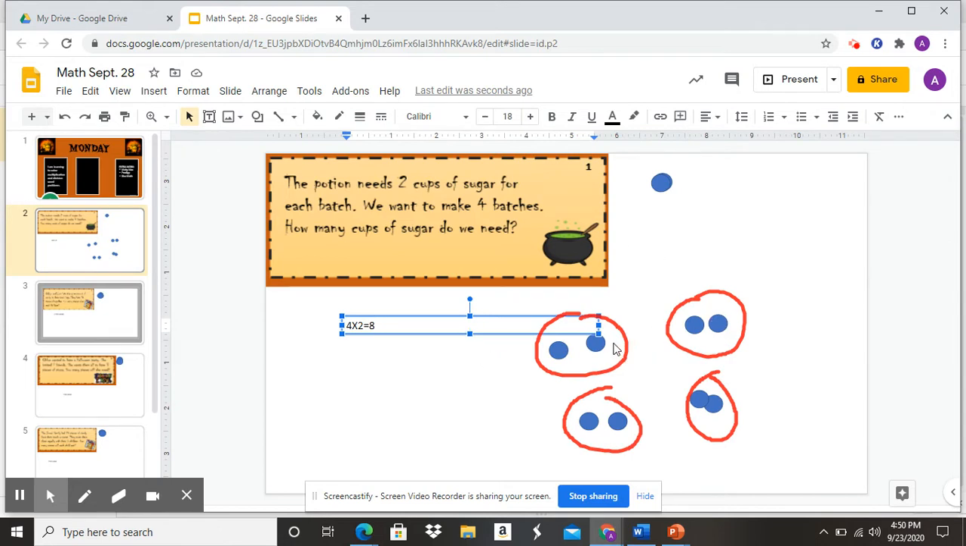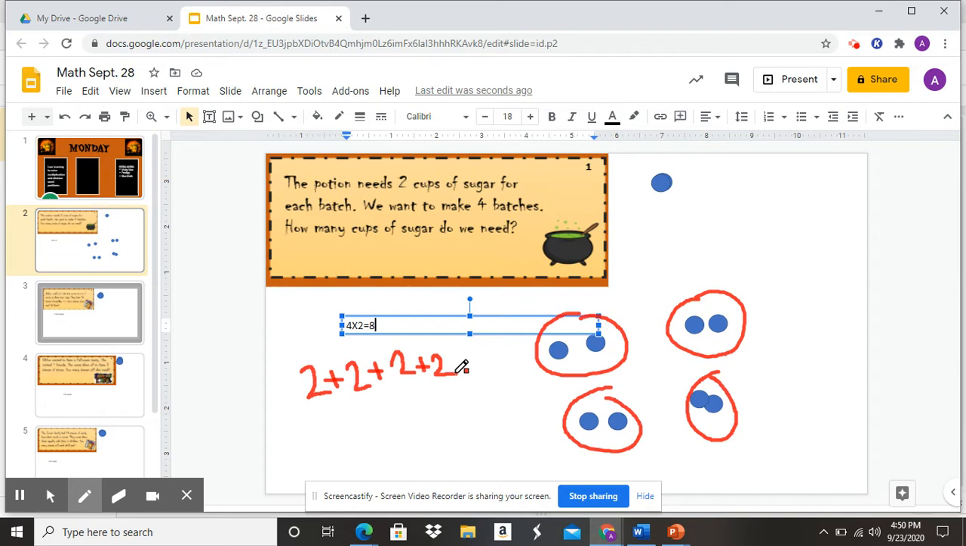That is not the only way you can solve a multiplication equation. You can also use repeated addition. So when you're using repeated addition on 4 times 2, you're adding 2 4 times. So it would be 2 plus 2 plus 2 plus 2. So you can always use repeated addition to solve the multiplication equation.